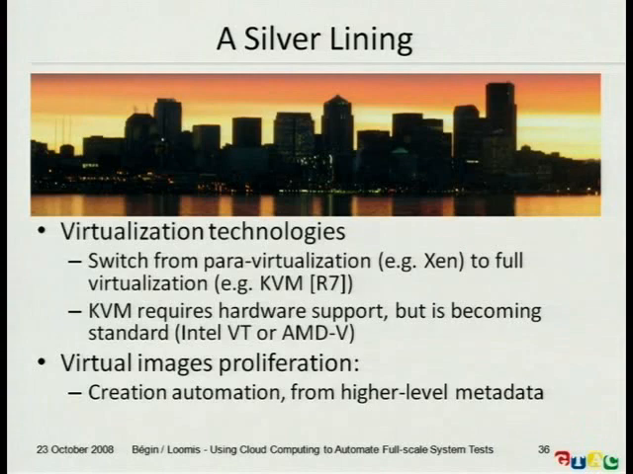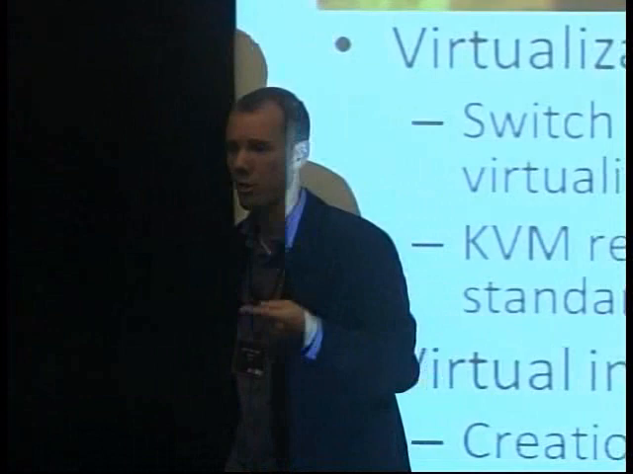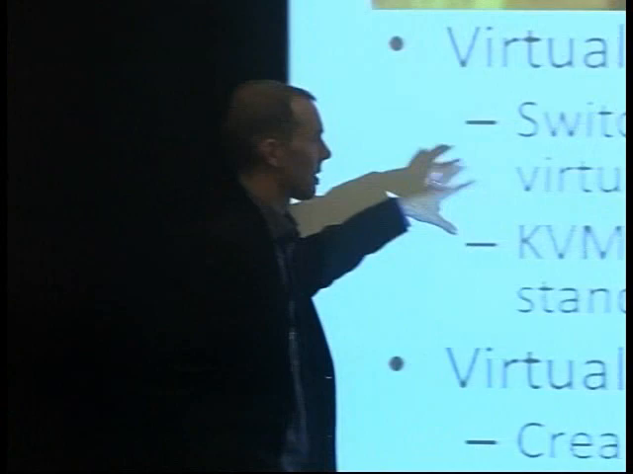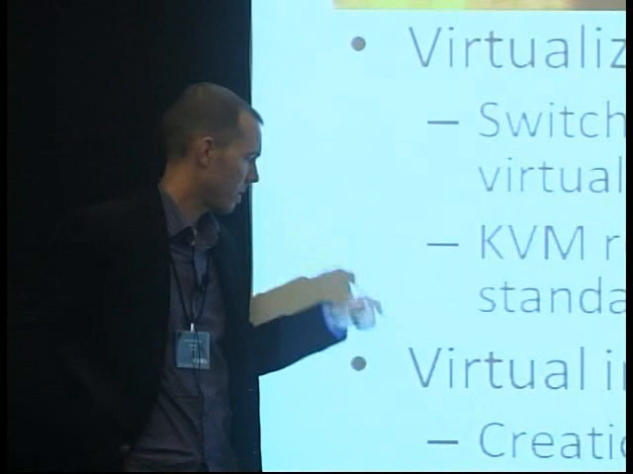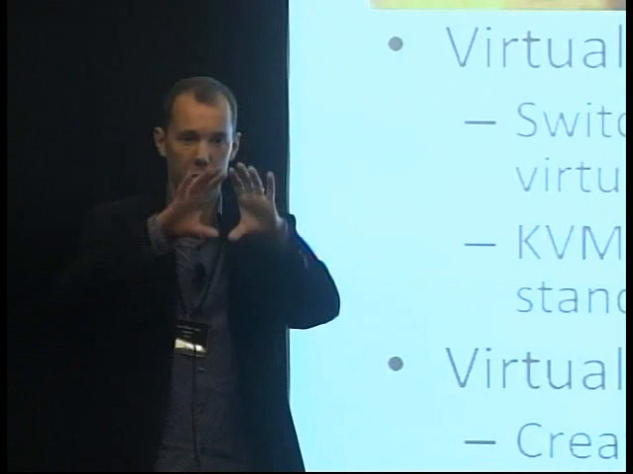So the silver lining, virtualization technology, there's a new kid on the block called KVM that provides full virtualization so that you don't have to tweak your OS being virtualized. However, it requires some hardware extensions in the chipset. But Intel and AMD have recognized that and are rolling out new chips now that have these extensions. So as time goes, I think we're going to see a shift from Amazon as well, from para-virtualization to full virtualization. And for the virtual image proliferation problem, the idea, as we're proposing, is to create those images from high-level metadata, so that a human can read the recipe that is used to generate a virtual image, so can a computer, so can a program. And then that could alleviate this problem.